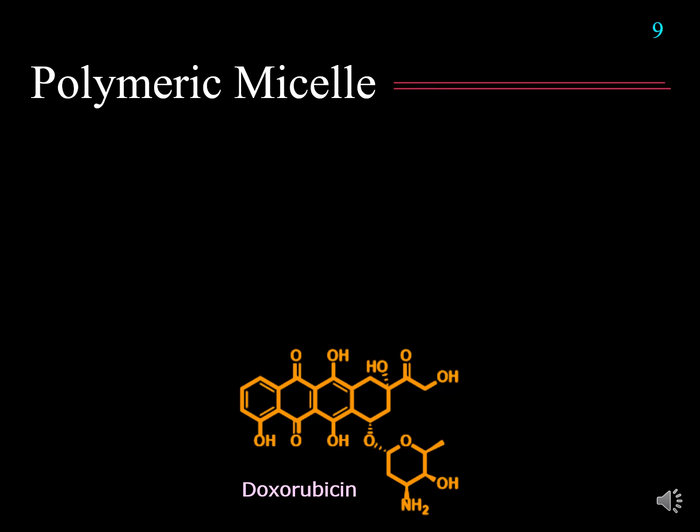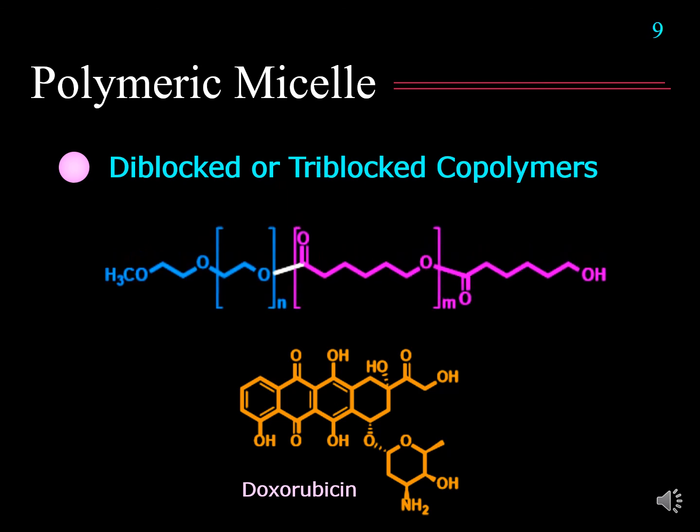In this case, if we want to transport doxorubicin, which is very nonpolar as well, doxorubicin has to be trapped inside the polymeric micelles. In this picture we have a diblock copolymer. We can actually prepare diblock copolymers or triblock copolymers. As you can see in the structure, the left-hand side in blue is PEG, polyethylene glycol, which is very polar. And on the right-hand side in pink is a non-polar polymer, because this is a polyester with 6 carbons in the repeating unit. So this is quite non-polar.